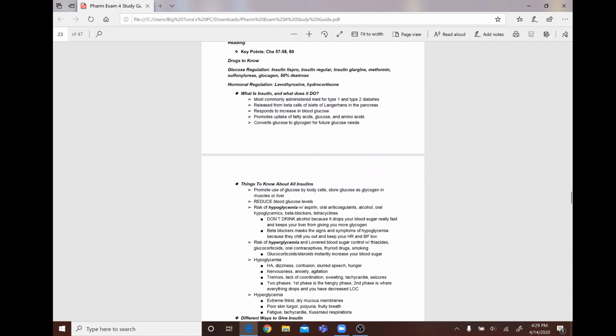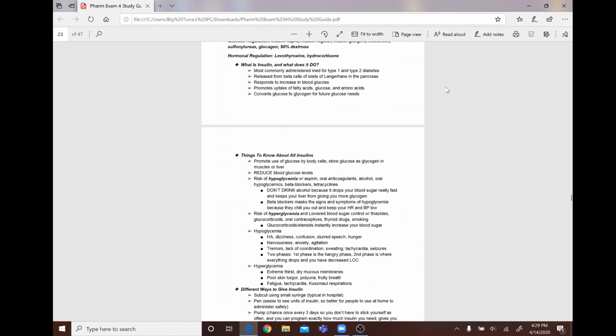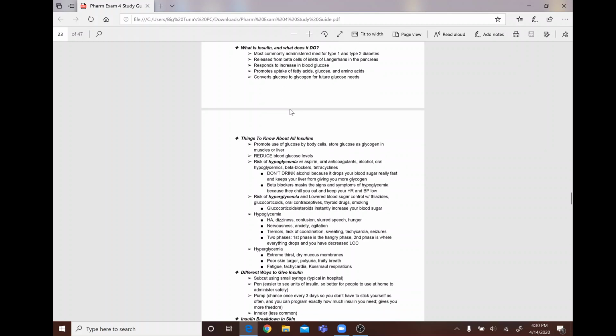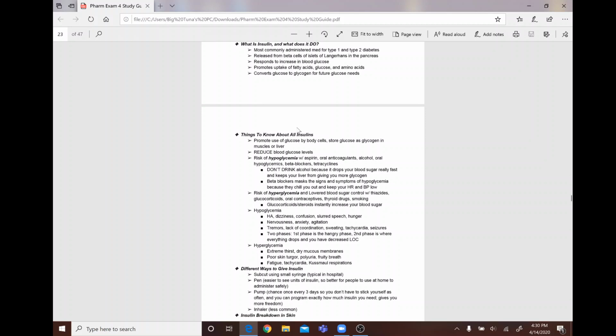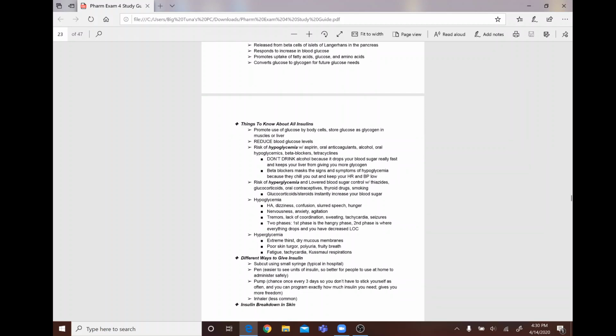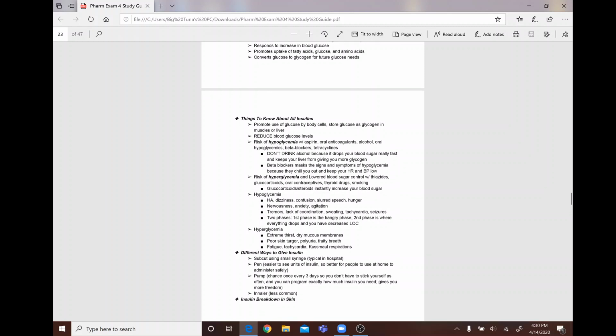Now we're going to go over glucose regulation. What is insulin most commonly administered for? Type 1, type 2 diabetes. Where in the body is insulin released from? Beta cells. What is the action of all insulins? Promote use of glucose by body cells, stores glucose as glycogen in muscles and the liver, and reduces blood glucose level.